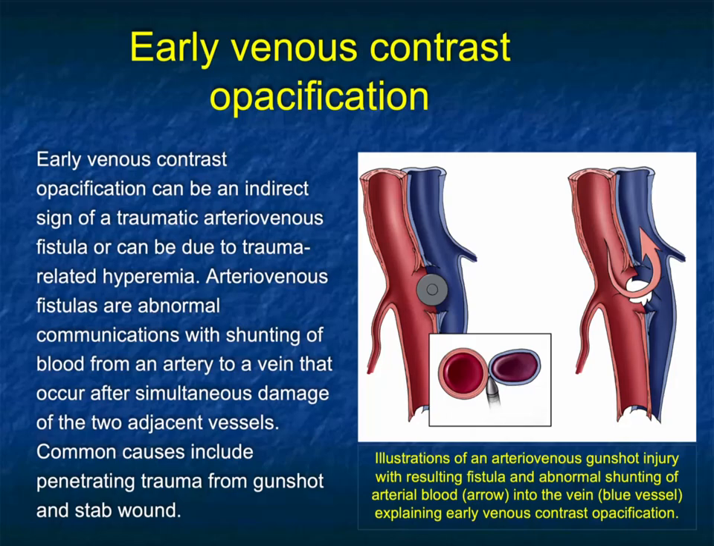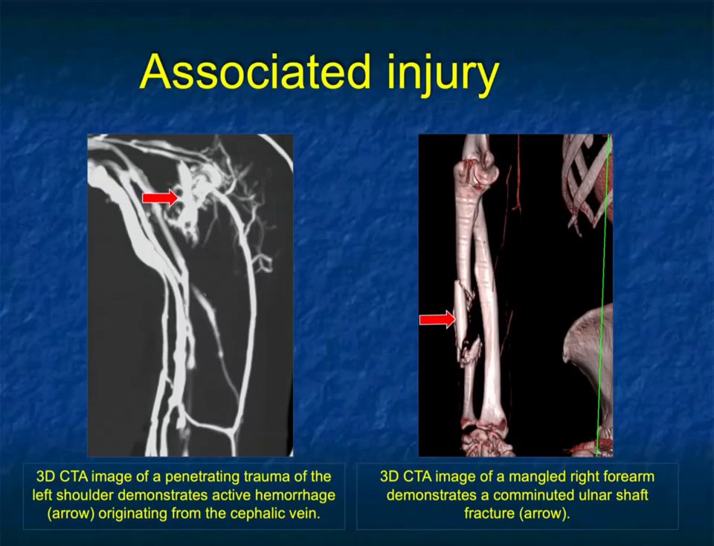Typically what happens is you're doing a CTA, arterial phase, and everything is in arterial phase except for the site of injury, and that's when you know you're dealing with an AV fistula. It's sometimes easy to overlook, but once you see the early venous filling, you know better. Here's an example of a penetrating trauma of the left shoulder, active hemorrhage originating from the cephalic vein. And here is 3D imaging of a mangled right forearm and a comminuted ulnar shaft fracture.